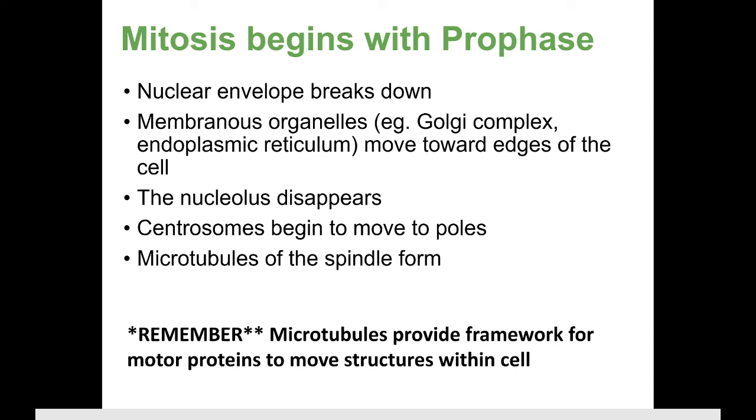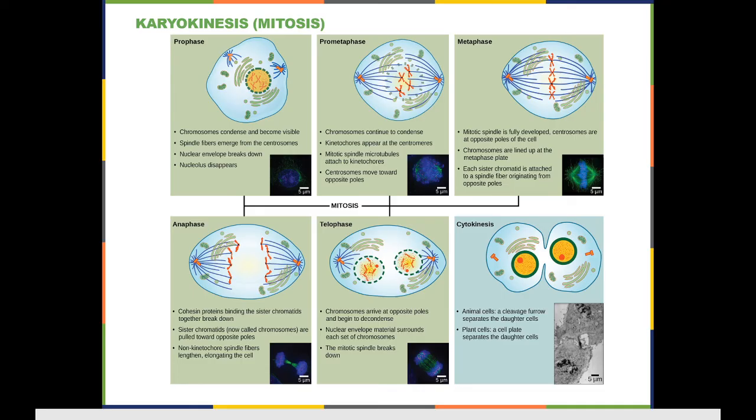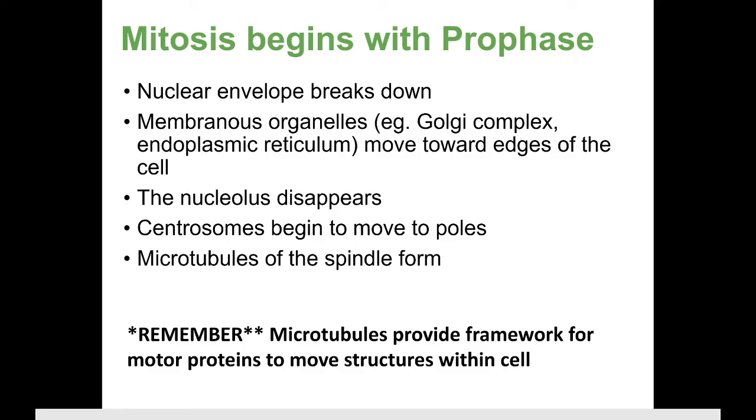The nucleolus disappears, and then what are called centrosomes begin to move to poles. If we go back to this slide here, the things that have the orange in them and look like they have little spider webs coming out, those are called centrosomes. So make sure you know what those are. We're going to go through them in just a second, but I wanted you to see them. They begin to move to poles.